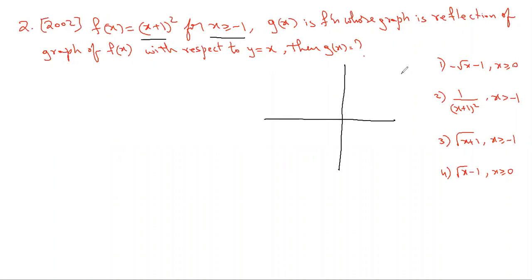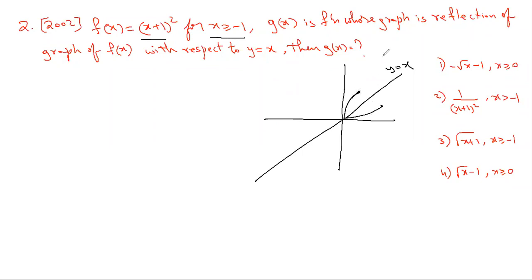When any graph is reflected with respect to the y equal to x line, what happens? Suppose this is the y equal to x line. Let us take this curve. I took just a curve, and now if I reflect that with respect to y equal to x, then my graph will be like this.